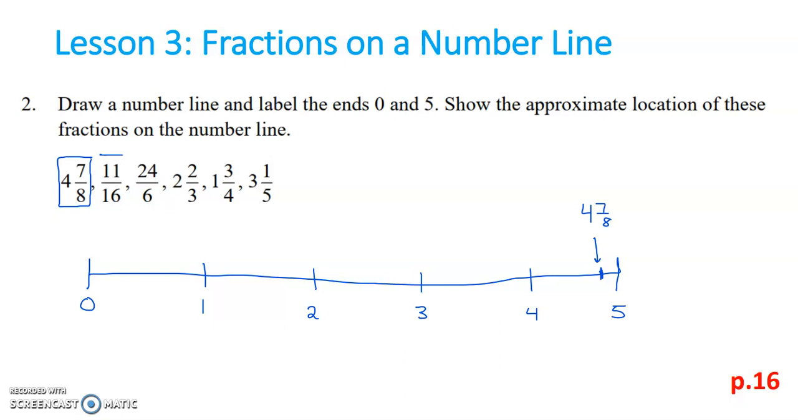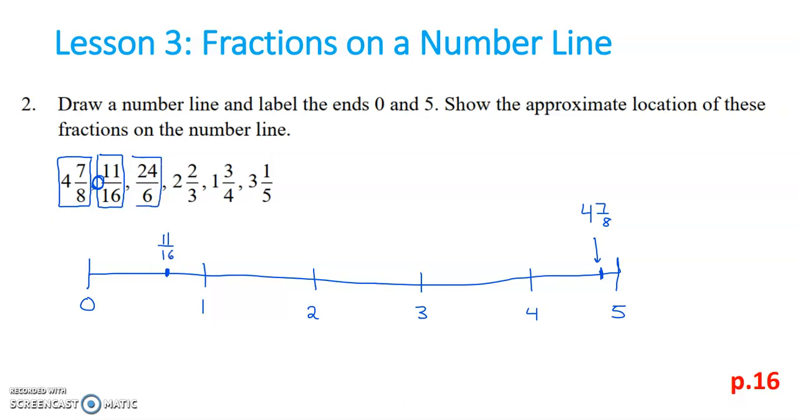The next one is 11/16. There is no whole number. Notice that this would be a 0, so we are looking between 0 and 1. So if we were to divide between 0 and 1 into 16 equal parts, 11 would be somewhere after the halfway mark, but not so close to 1. So I'm going to be putting it approximately here as 11/16.